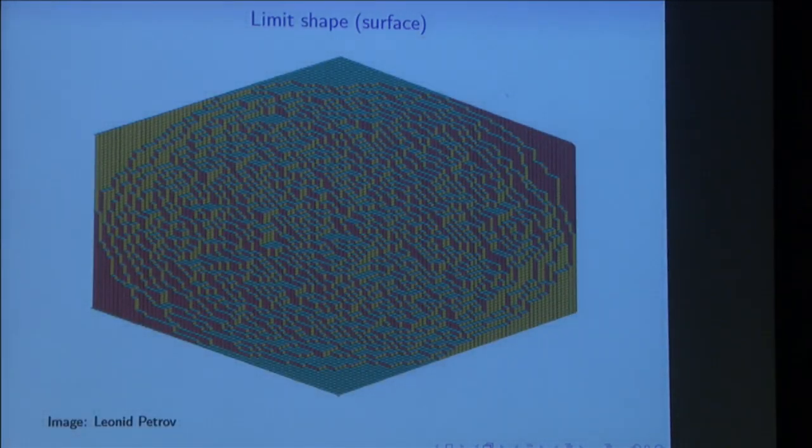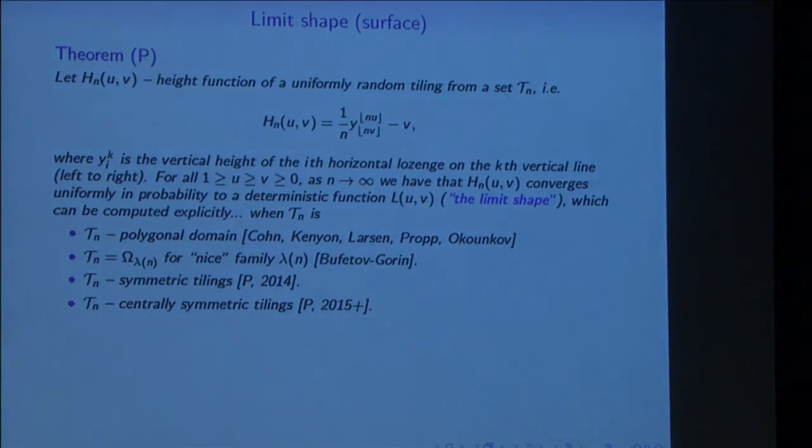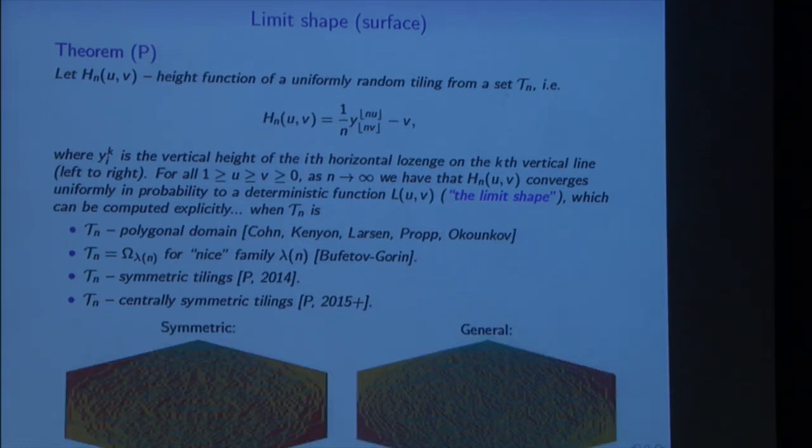And the other thing you can do is study the limit surface. So this is a uniformly random lozenge tiling of the hexagon. And yes, there is a stepped surface here. One can ask, what's the distribution? Is there really a concentration of measure happening here? Do we have a deterministic limit surface in this model? And yes, it turns out we do. The same type of result. So for all these different cases of tilings, we can also prove that there is a deterministic limit surface in this case. So this is just a more formal way of phrasing this.